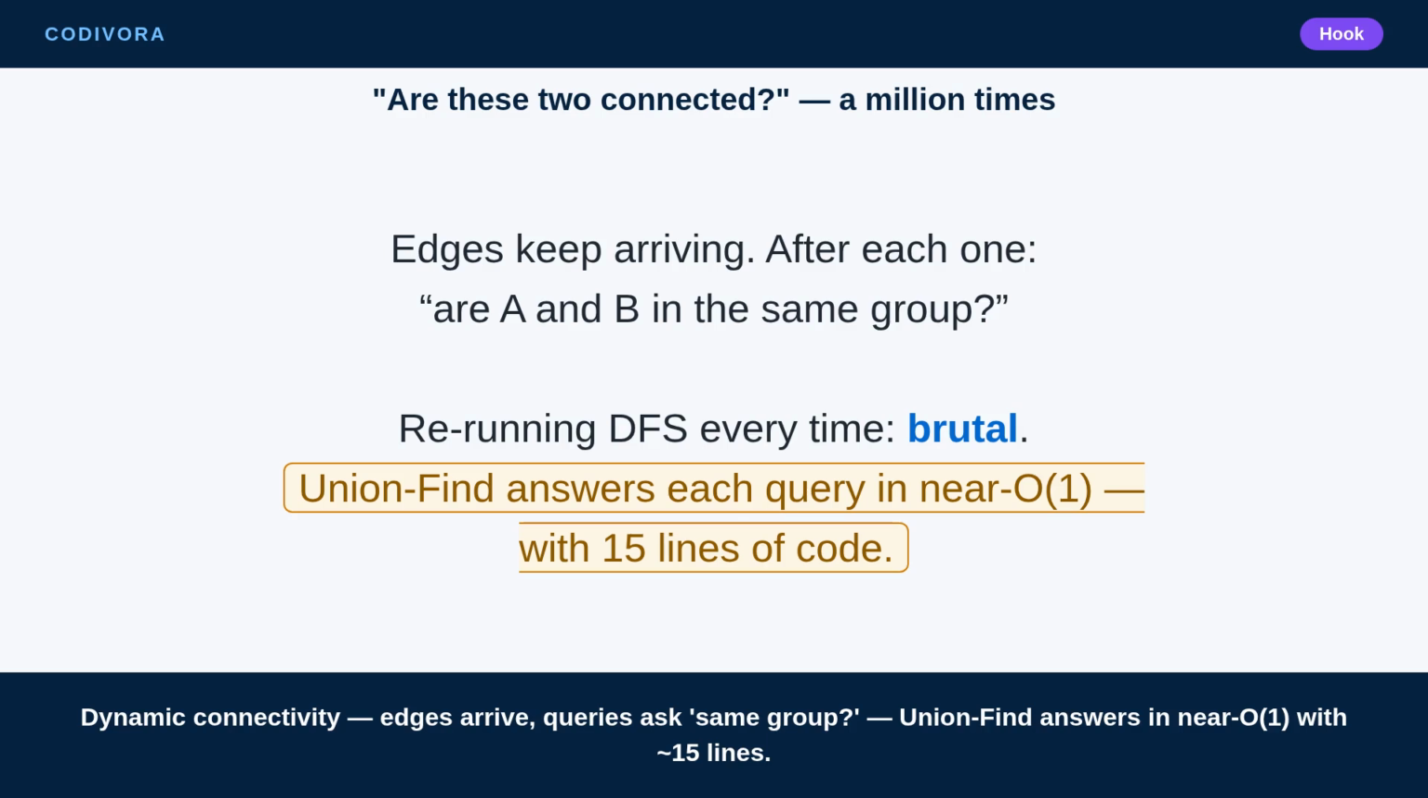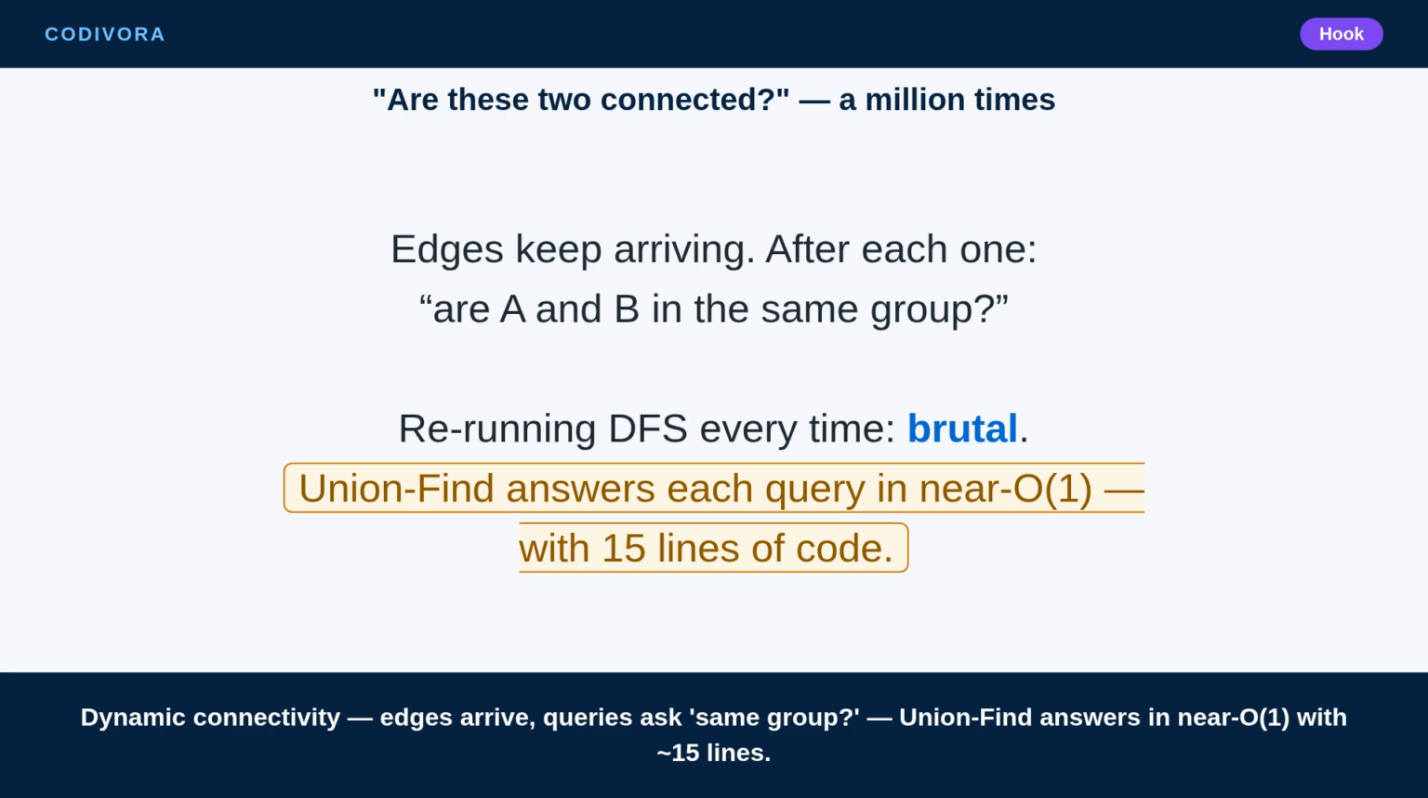Let's learn union find, also called disjoint set union, the structure for dynamic connectivity. The situation: edges keep arriving, friendships forming, wires connecting, and between arrivals you're asked, are these two in the same group? Rerunning DFS after every change is brutal. Union find maintains the groups incrementally and answers each query in effectively constant time, with about 15 lines of code.